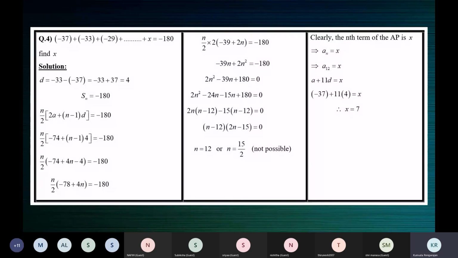And what is x there? It's a term. X is a term there. Which term? 12th term. How do we know it's the 12th term? Because n is 12. So x is in the 12th position. So we have to find A12 or A plus 11D. And working, we get x is equal to 7. The value of x is 7.